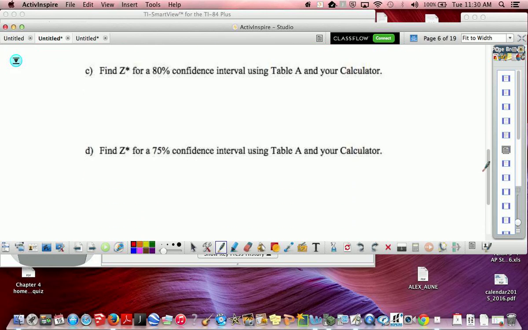All right, take a minute and try C and D. 80% confidence interval, 75% confidence interval. No one there.